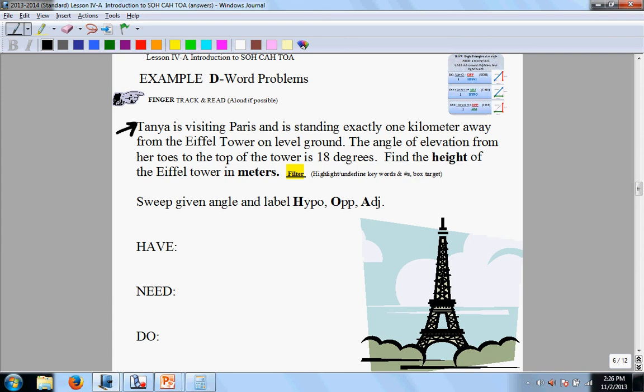Now we go back and we filter, which is we underline all keywords, numbers, and phrases. She's standing on the ground. She's 1 kilometer away from the Eiffel Tower, and it's on level ground. We have an angle from her toes to the top of the tower, and that angle is 18 degrees. Our goal is to find the height of the tower in meters.